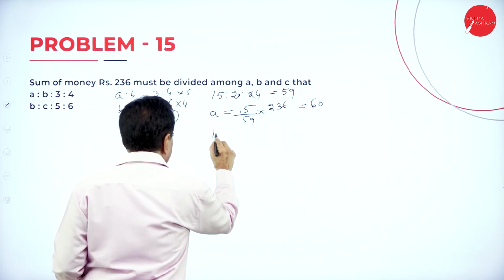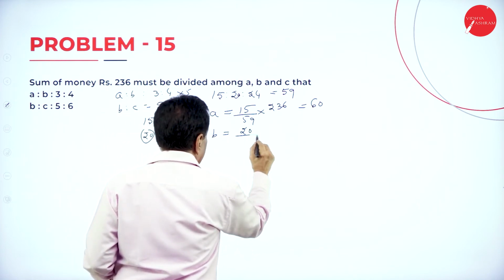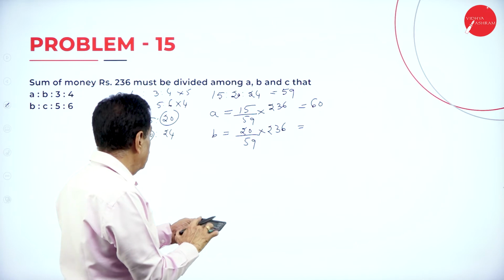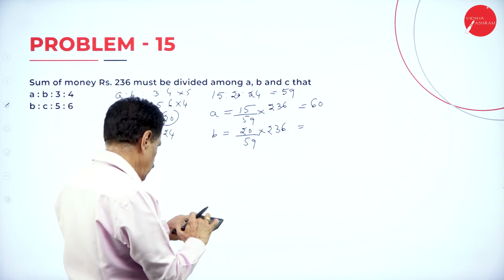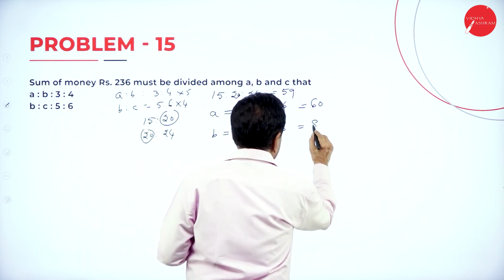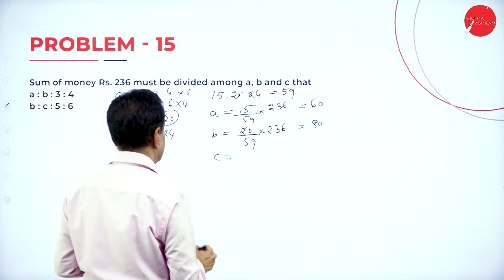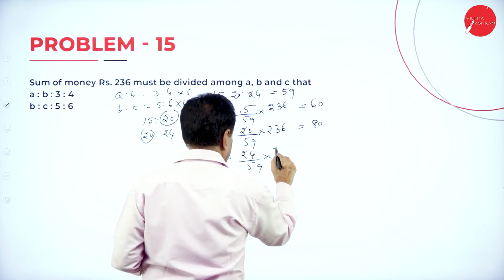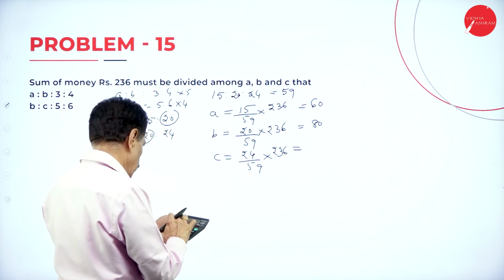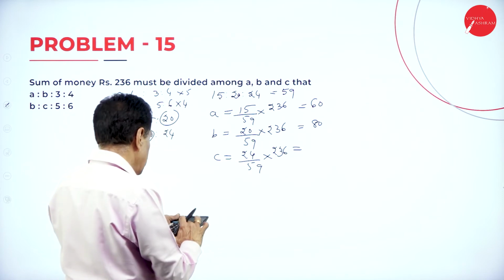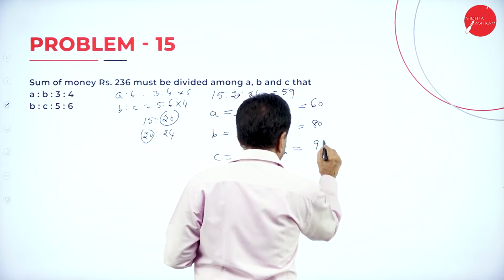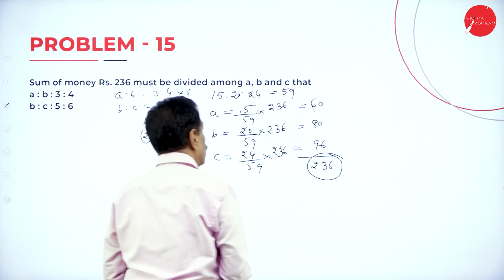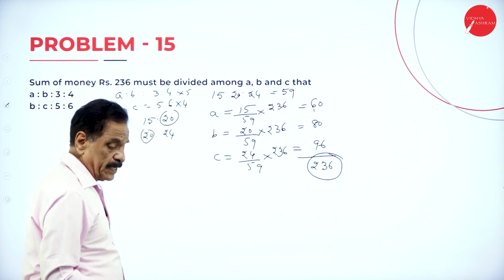B is 20 divided by 59 into 236, 80 rupees. C is 24 divided by 59 into 236, 96. So A gets 60, B gets 80, C gets 96. Divisible numbers.